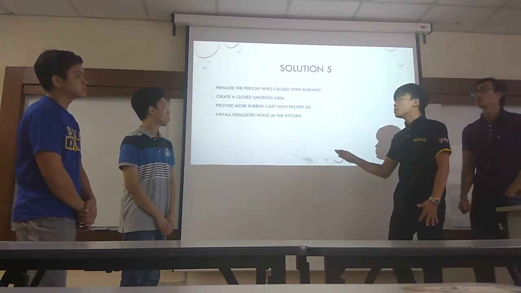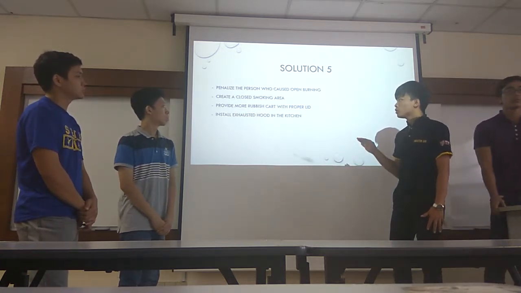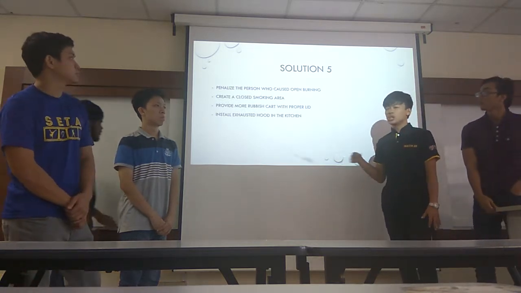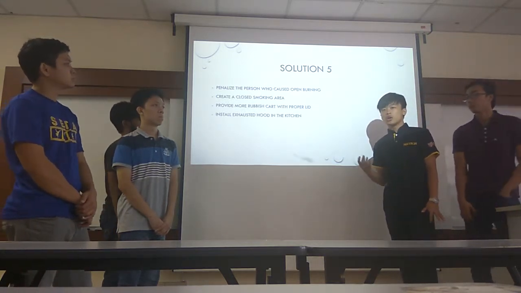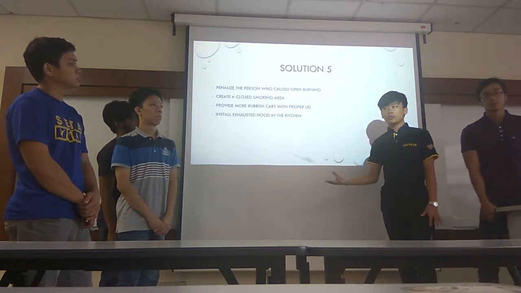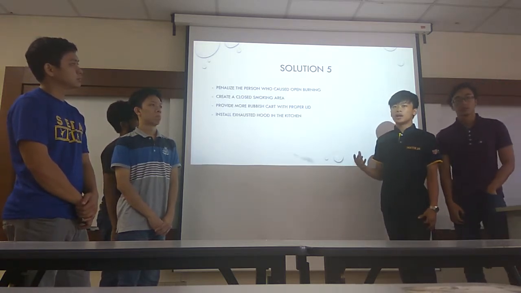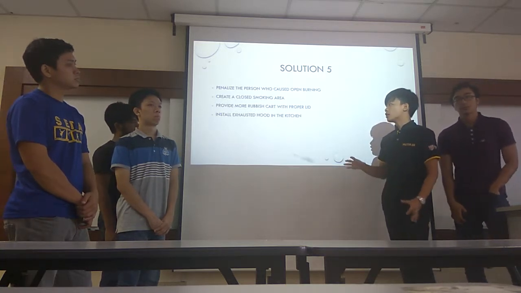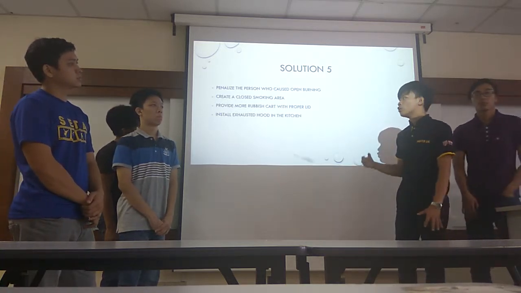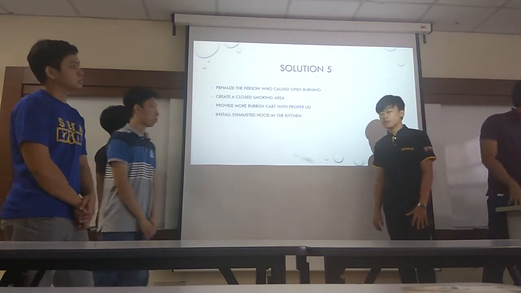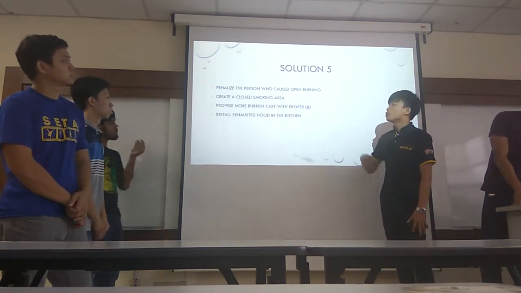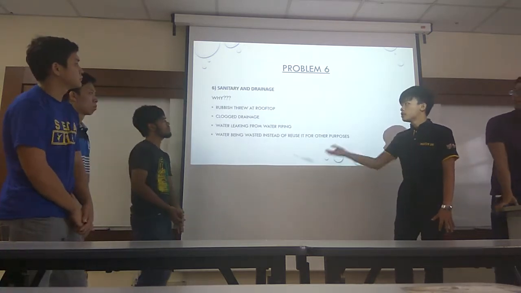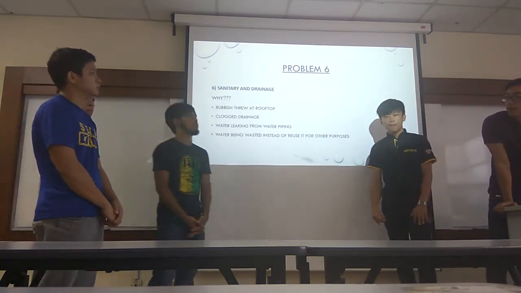So the fourth one would be to install an exhaust hood in the kitchen. When there's an exhaust hood in the kitchen, the smoke from the cooking area can be expelled for better management, or it can be cleaned up so that it won't harm people's health. So now we'll continue with the final problem. So Amir will come back.